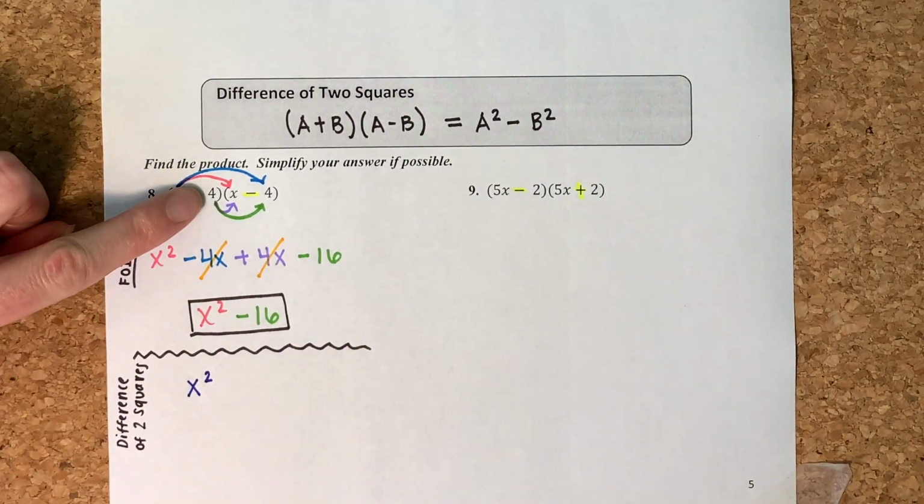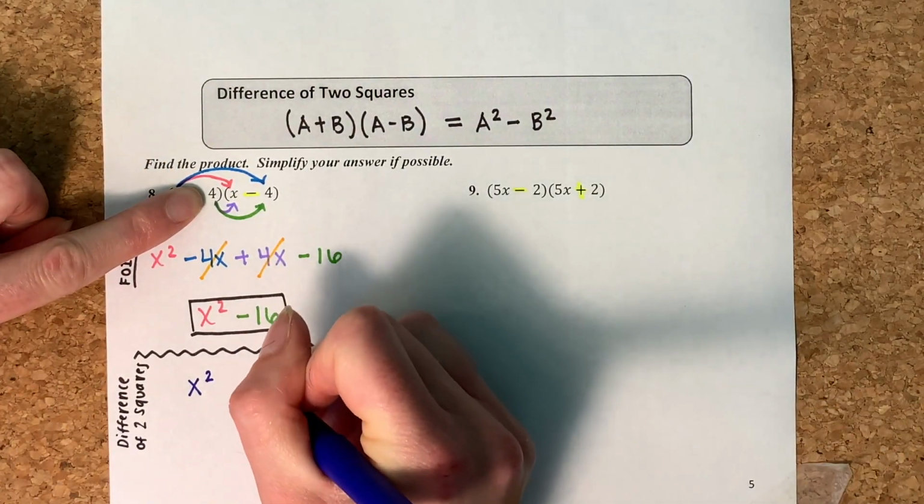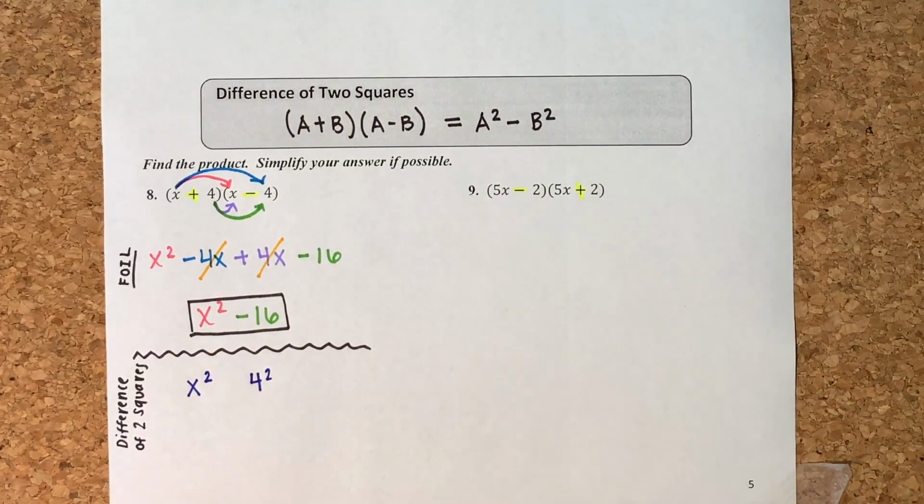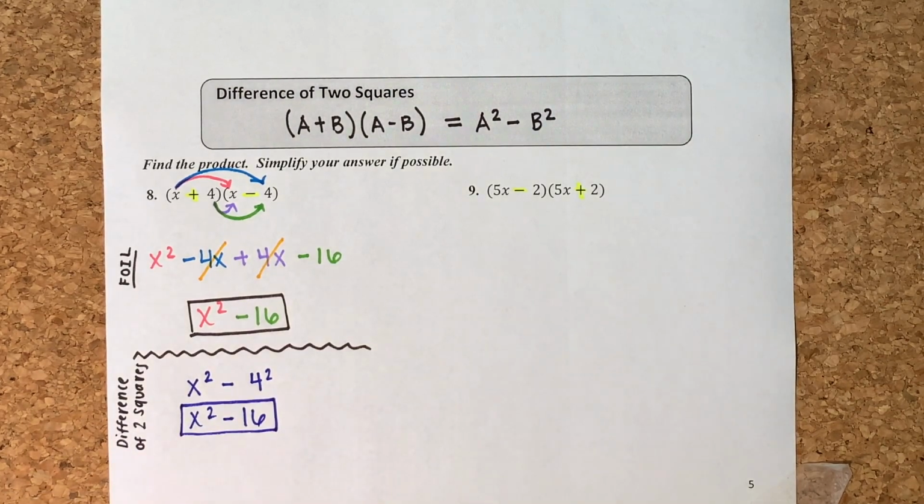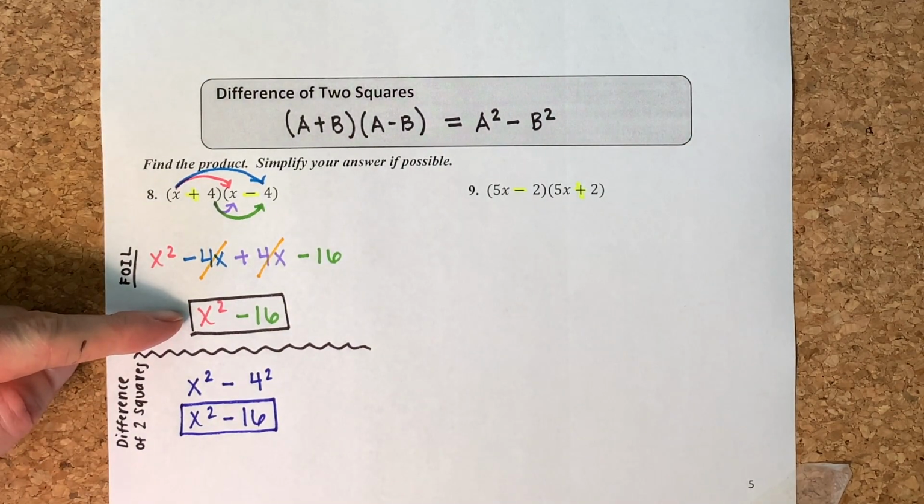Then take the second quantity and square it, which gives us 4 squared. And then we'd always put a subtraction sign in the middle. And this would simplify to x squared minus 16, which is the same answer we got using the FOIL method.